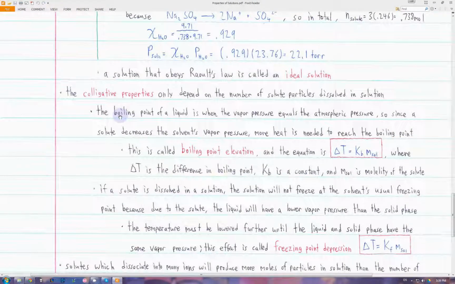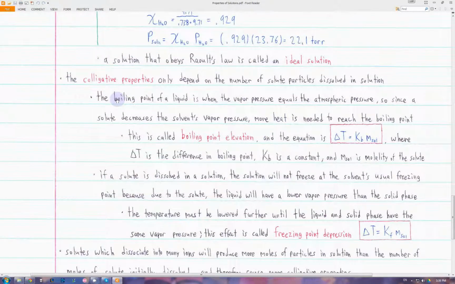So solutions have what's called colligative properties. Colligative properties only depend on the number of particles of solute there are. It doesn't depend on what type of solute, only how many particles. The 2 colligative properties we're going to be looking at are boiling point elevation and freezing point depression.